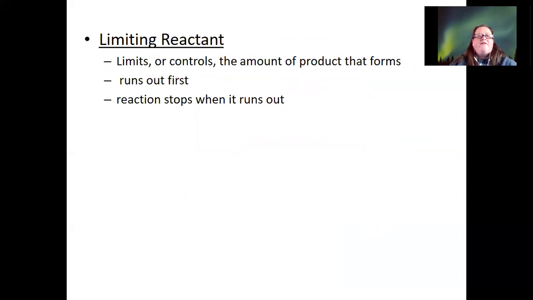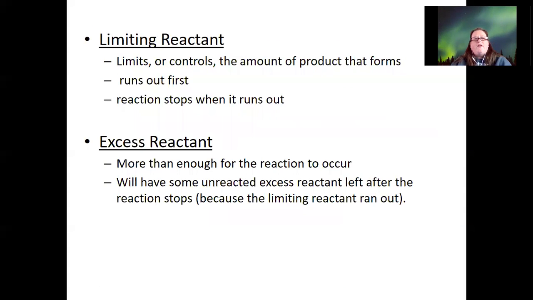So another definition: when we have things reacting, we always have something run out first, and that controls how much product we're going to make. The limiting reactant controls the amount of product that forms. It's going to run out first. When it's all gone, the reaction stops. In our peanut butter and jelly sandwich example, it was the bread. In our bicycle example, it was the pedal assemblies.